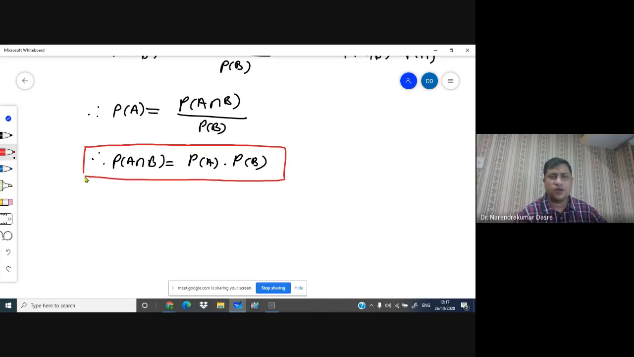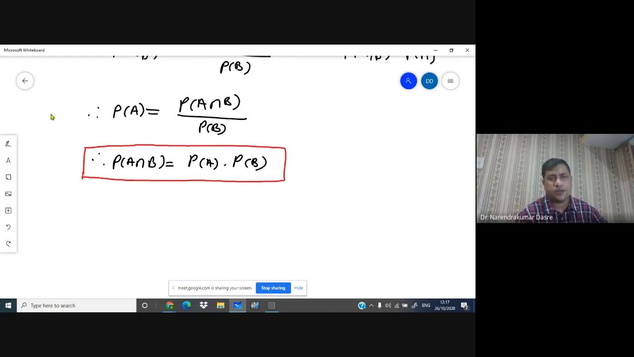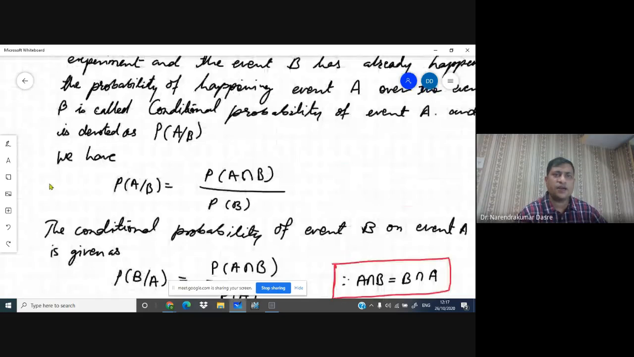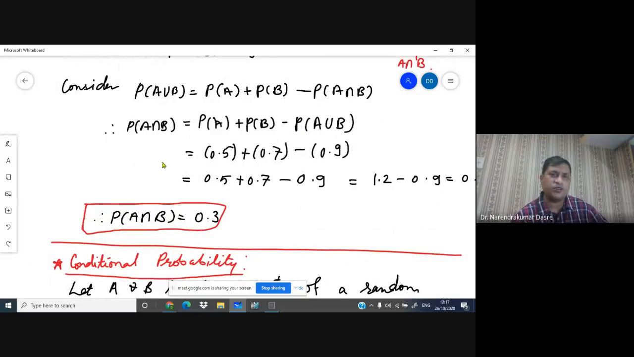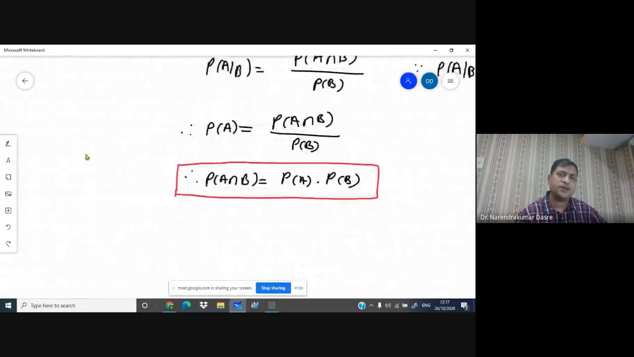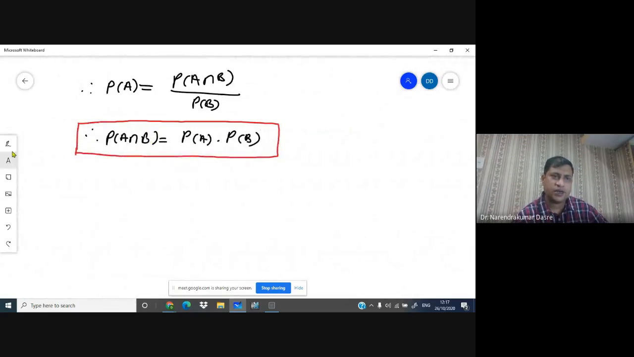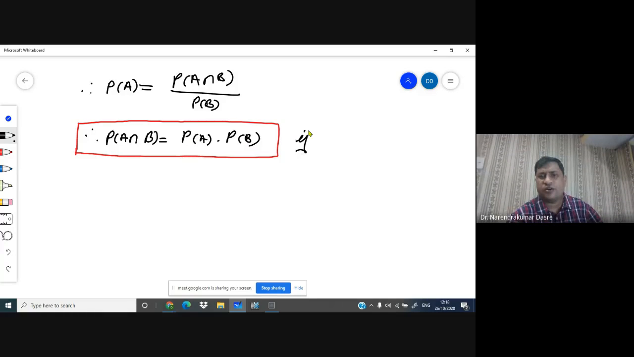We have seen when the events are not independent, in the previous example we calculated the probability of intersection using the union formula. But if we know that the events are independent, there is another way to calculate it. Directly you can calculate the probability of A intersection B as the probability of A into probability of B. So this is the formula if A and B are independent.